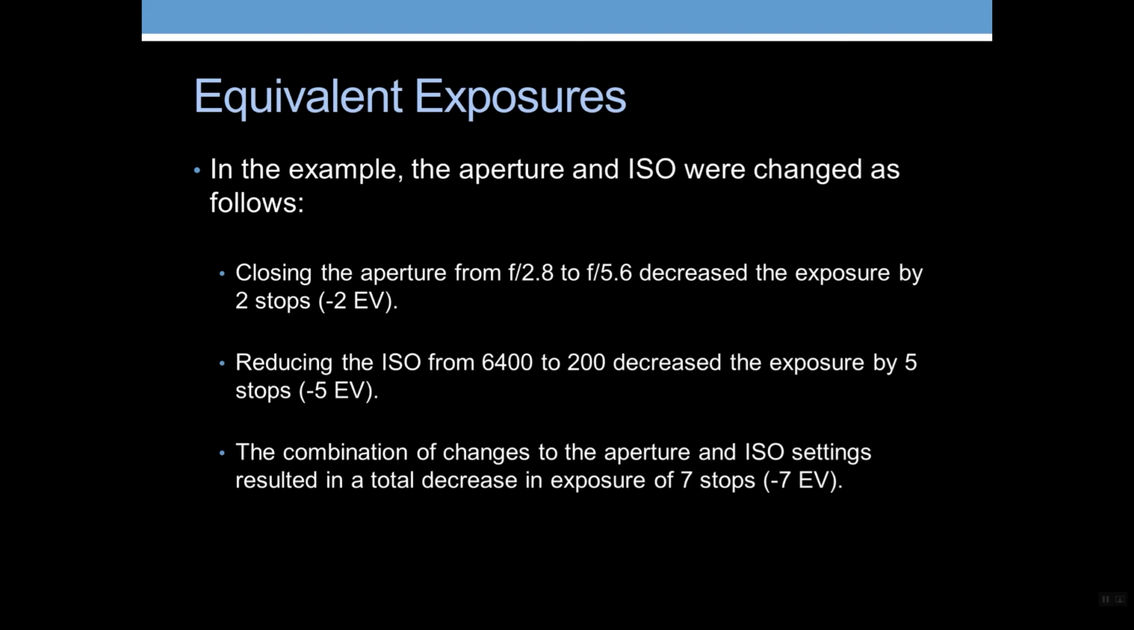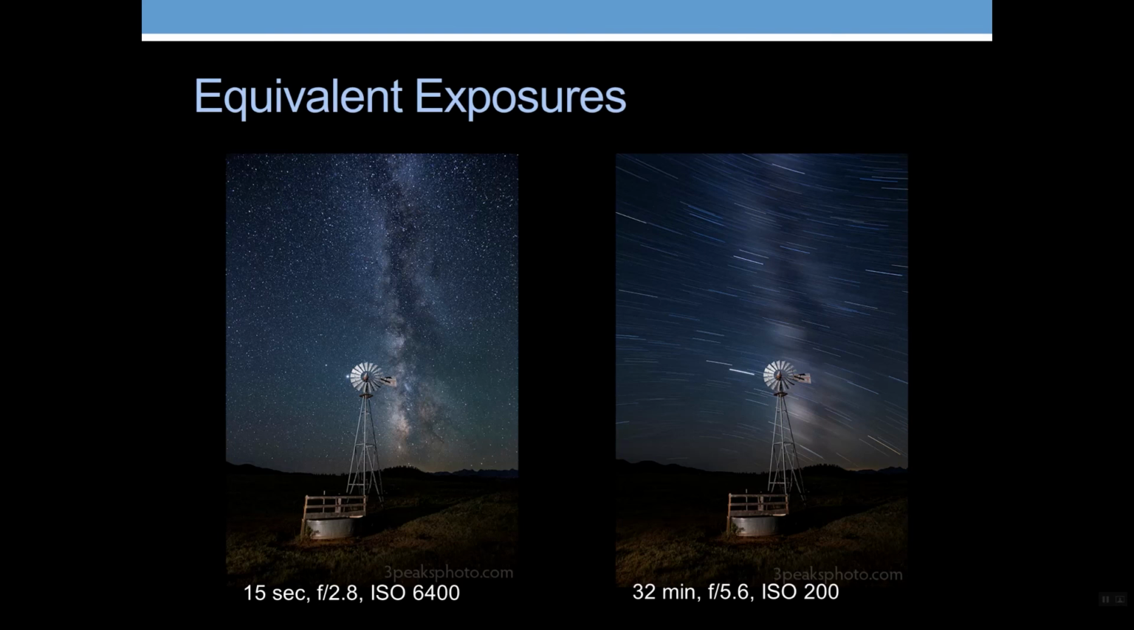In this slide, I reiterate what I just said. In the example, the aperture and the ISO were changed as follows. Closing the aperture from 2.8 to 5.6 decreased my exposure by 2 stops, or minus 2 EV. Reducing the ISO from 6400 to 200 decreased the exposure by 5 stops, or minus 5 EV. The combination of these two equals a total decrease in exposure of 7 stops. So 2 plus 5 is 7. That's minus 7 EV in this case, plus 7 EV for the increase in exposure time, minus 7 EV equals 0. So I end up with the same exposure value as my original test shot, the one that's on the left.